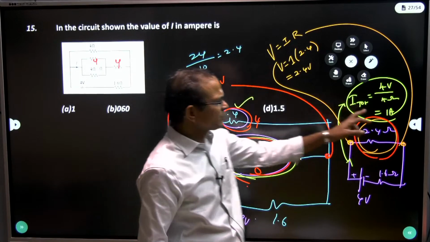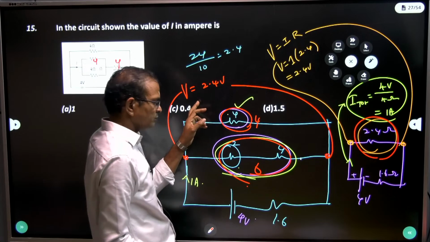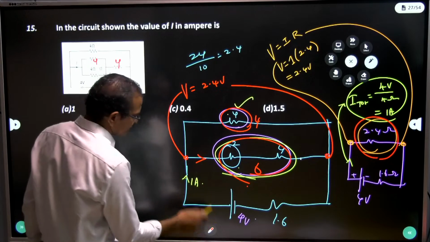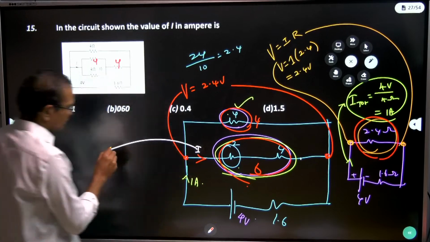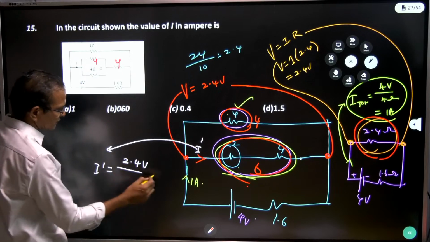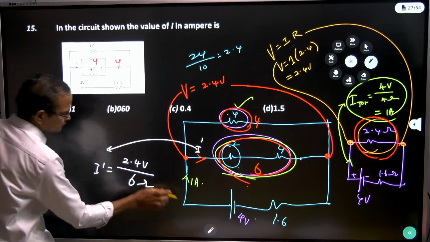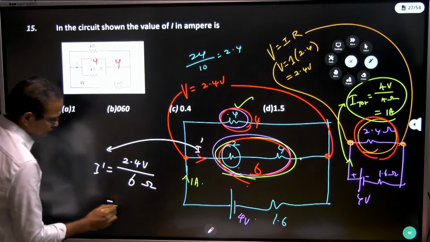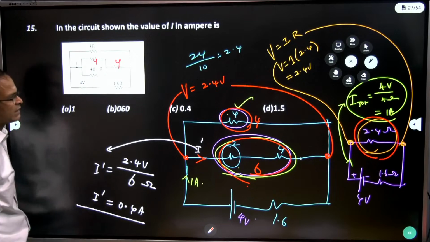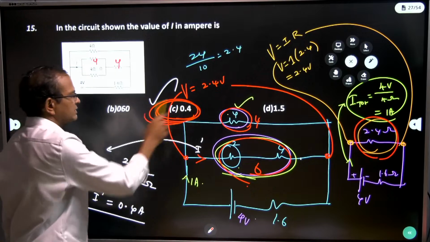So if the potential difference here is 2.4 volt, what is the potential difference here? 2.4 volt. So what is the current through this? I dash is given by 2.4 volt divided by 6 ohm. How much is this? 0.4. Yes, 0.4, sir. That is the final answer. You are right.